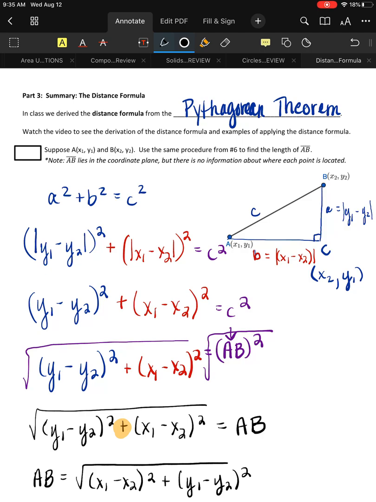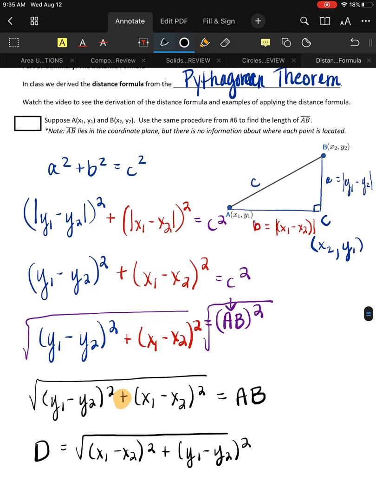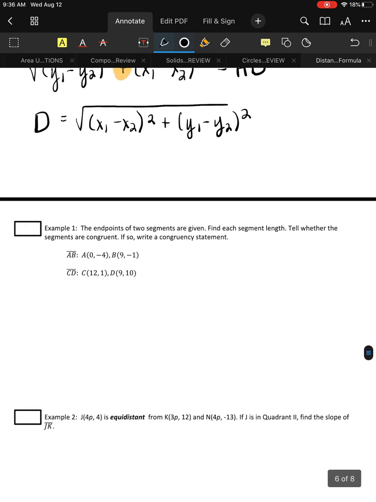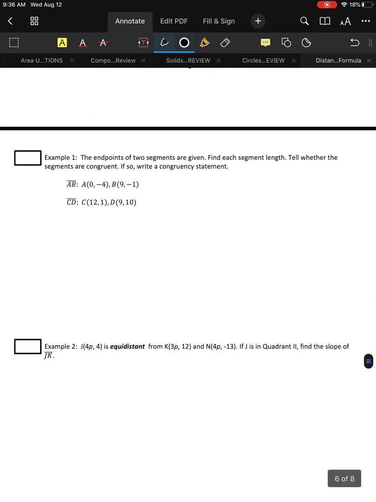If you want to generalize this to be the distance of any segment, not just a segment of AB, which is probably a better idea, then we call it D for distance. Okay, so that is the derivation. So moving from the Pythagorean theorem, finding those segment lengths, substituting them in, and then solving for D, your distance. All right, let's take a look at some examples that apply this.